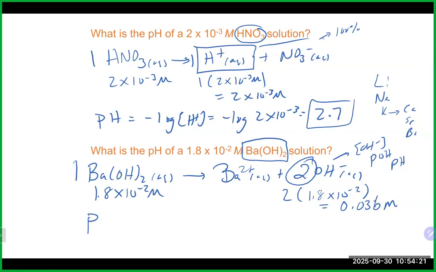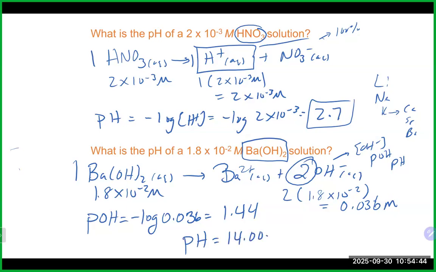Now, going into our pOH, because that is the hydroxide concentration, 0.036 in this case. Looks like a 1.44 in this case. And once again, that is the pOH, not the pH. So we still need to take that last step of taking 14 minus our pOH here. And that is going to turn us into a pH that makes more sense. 12.56, which is definitely basic. And this is a base.